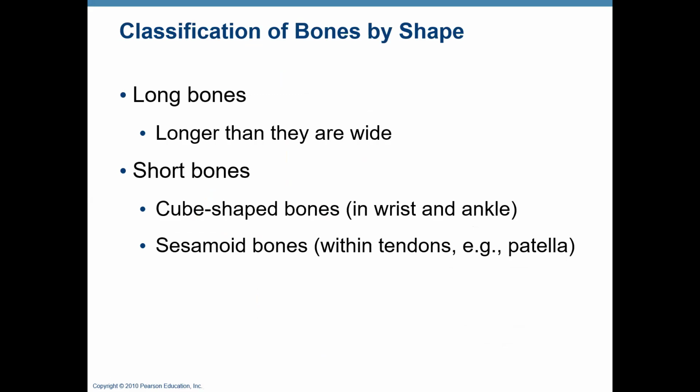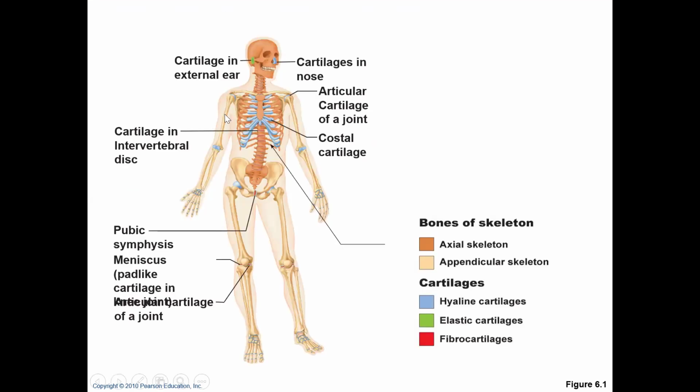Bones can be named by shape. If a bone is longer than it is wide, it's a long bone. Examples are the ones in the arm: the upper arm called the humerus, the ones in the forearm, the radius and the ulna, and even the ones in your fingers, the phalanges. The femur, the upper part of the leg, and the fibula and tibia, the lower part of the leg, are all examples of long bones.